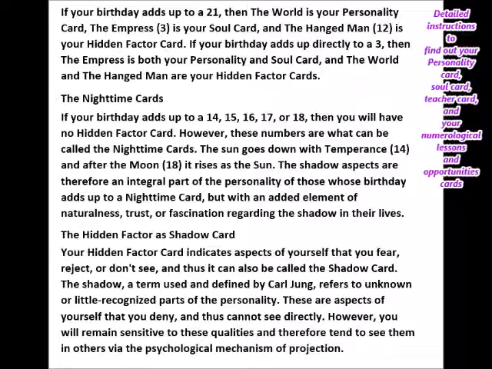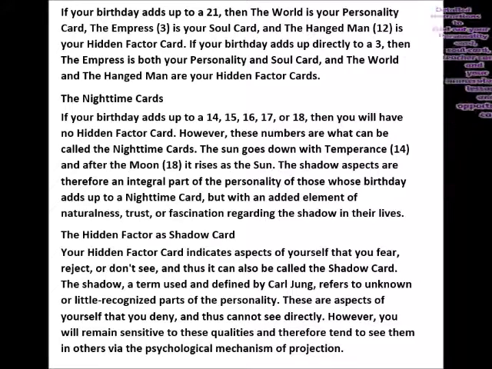The hidden factor is the shadow card. Your hidden factor card indicates aspects of yourself that you fear, reject, or don't see, and thus it can also be called the shadow card. The shadow, a term used and defined by Carl Jung, refers to unknown or little recognized parts of the personality. These are aspects of yourself that you deny, and thus cannot see directly. However, you will remain sensitive to these qualities and therefore tend to see them in others via the psychological mechanism of projection. The hidden factor is the teacher card.